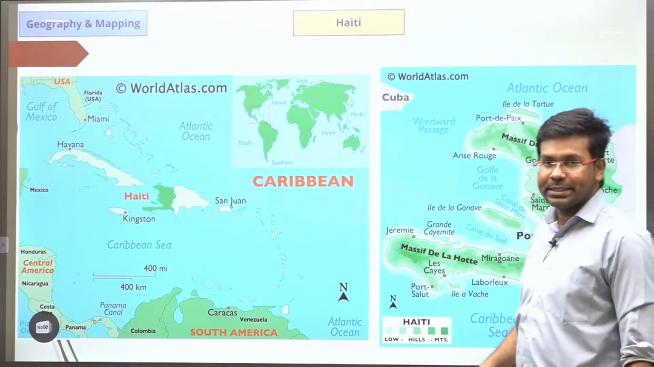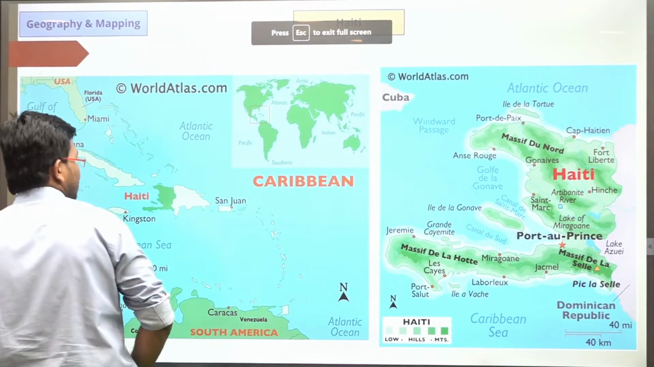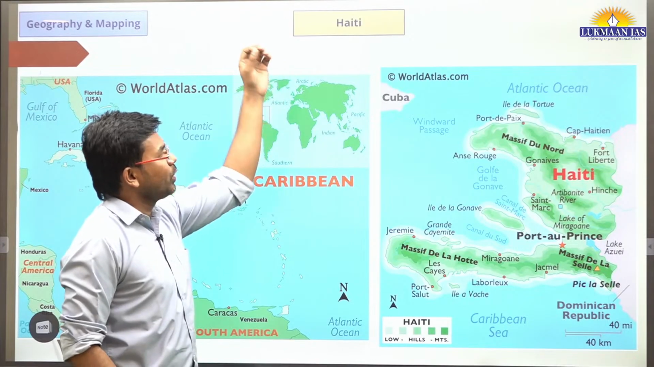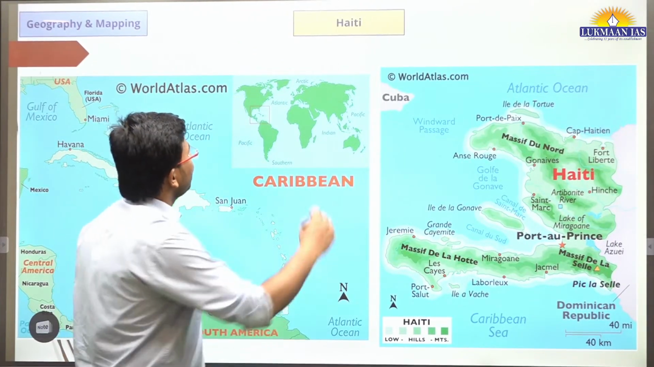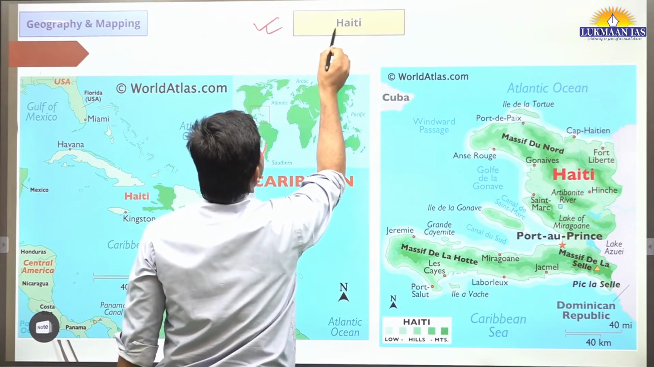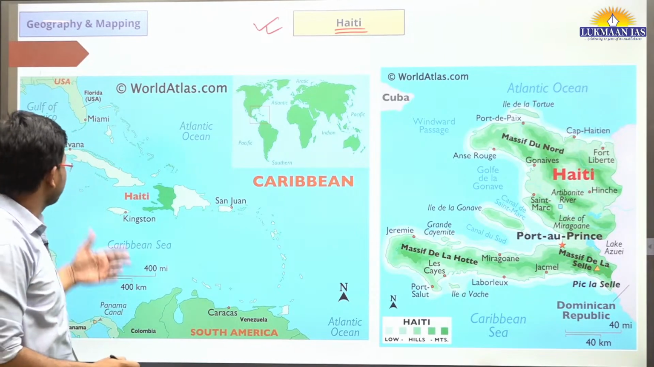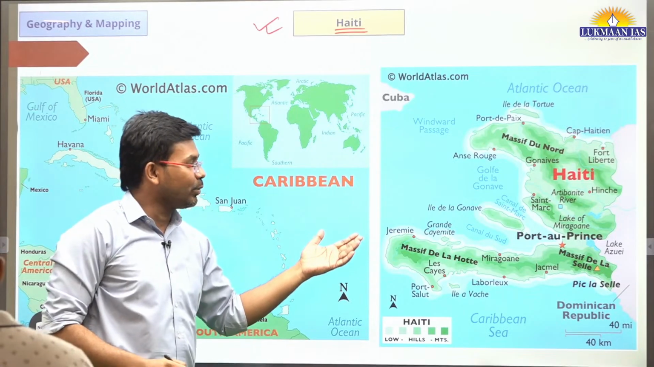So now let us discuss the first mapping topic. This topic has been in the news. In one of the editorials, the region Haiti was in the news. So we are going to talk about where Haiti is located. We are going to discuss the map of a country known as Haiti. Haiti has been in the news, so I have included two maps to make you understand where Haiti is located.